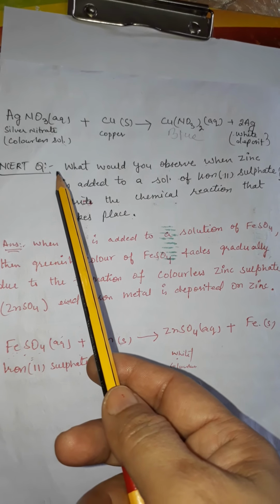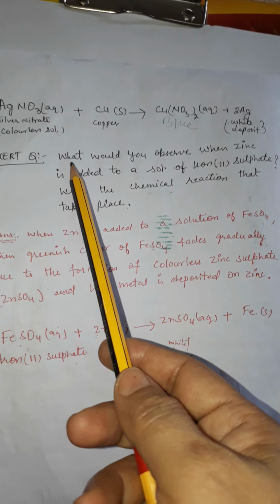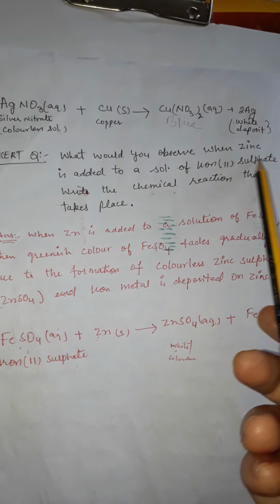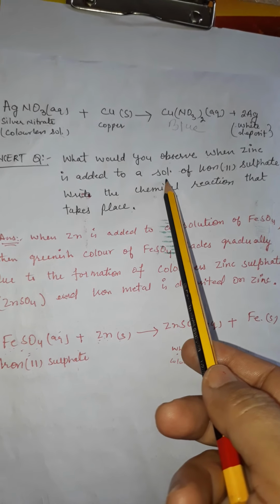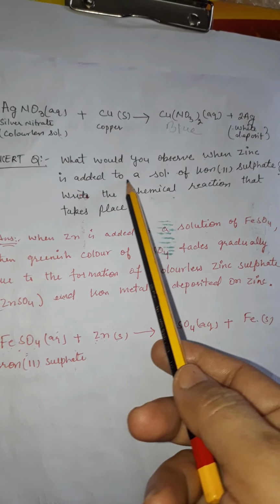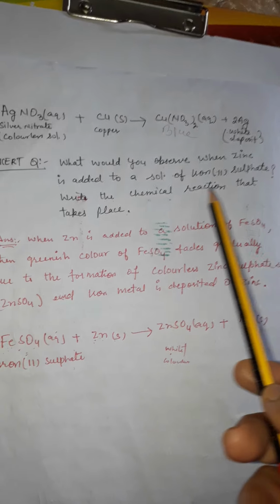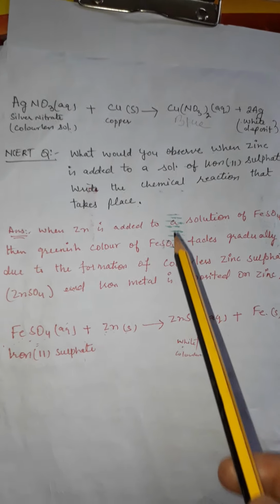Now see the NCERT question. What would you observe when zinc is added to a solution of iron sulfate? You have to write the chemical equation. So see the chemical equation.